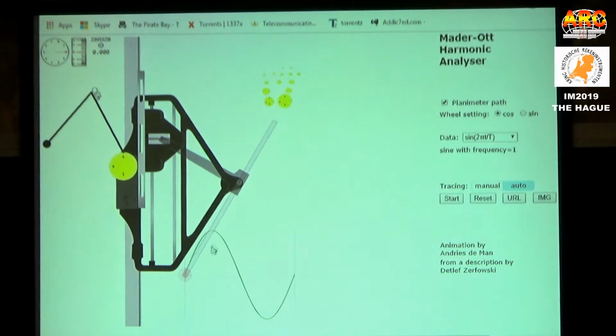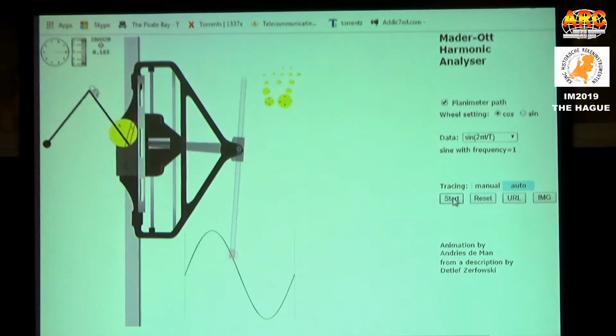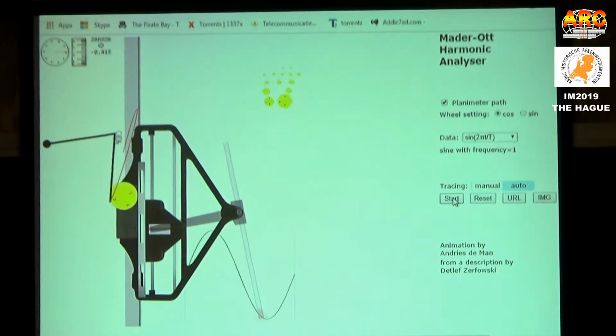You see that we have the tracer here. We have this wheel mounted here, and the planimeter is shown here, the wheels, and we have shown here the value given by the parameter. Now we start to go around the curve. You see the tracer is following the curve. You see how the planimeter is moving.